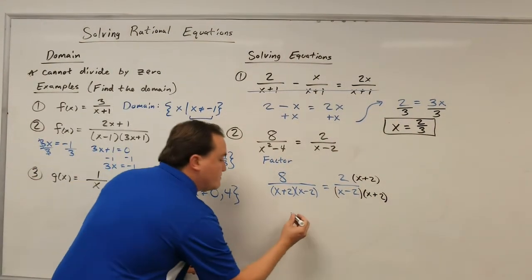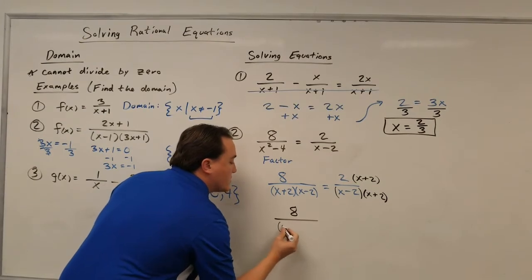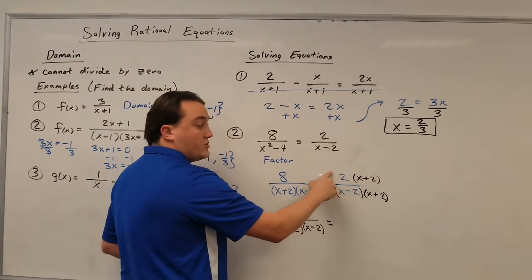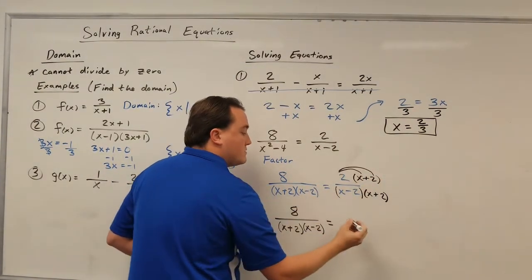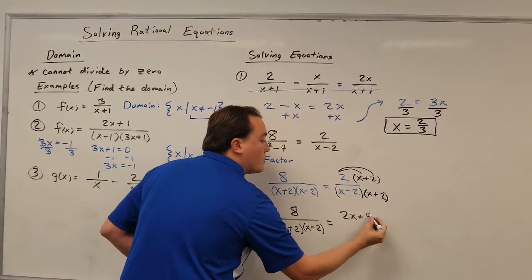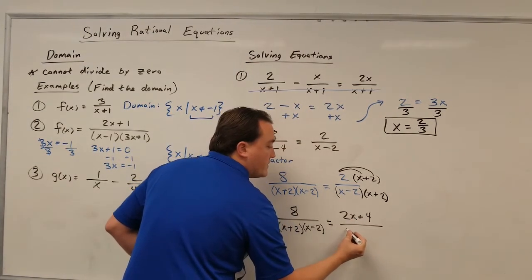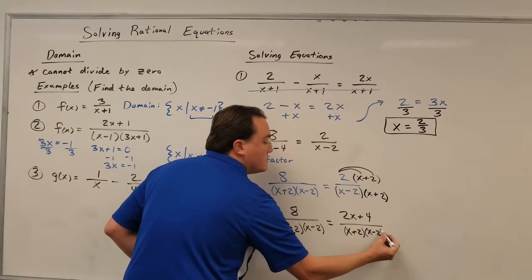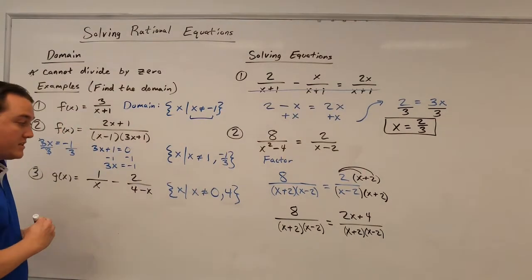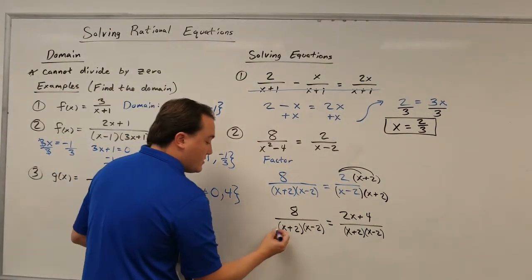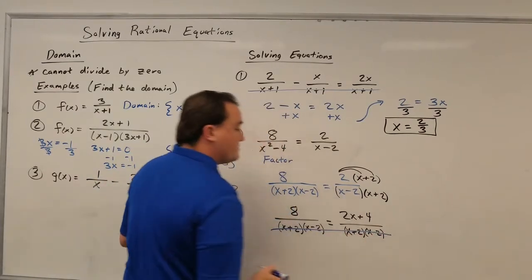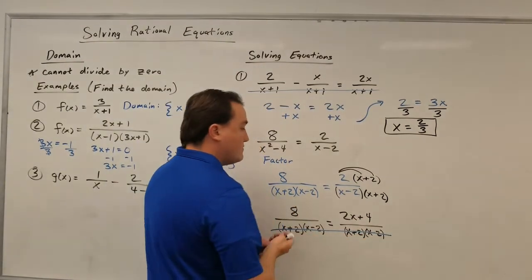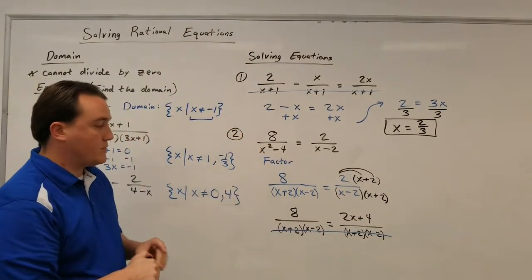So we can rewrite this. We have 8 over (x plus 2)(x minus 2) equals, we can distribute here, 2x plus 4 over (x plus 2)(x minus 2). Doesn't matter the order you write these either. They are the same, so use the trick, cancel them all out, and we solve the top. So we have 8 equals 2x plus 4.